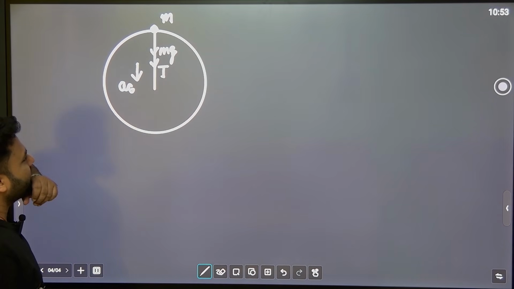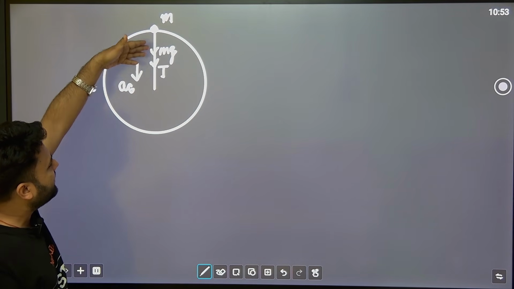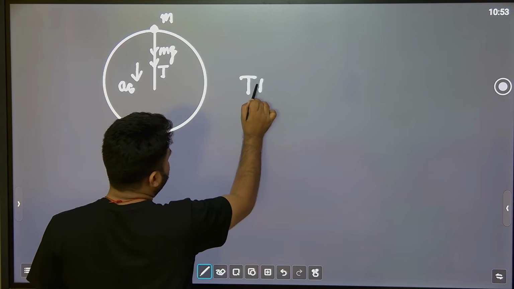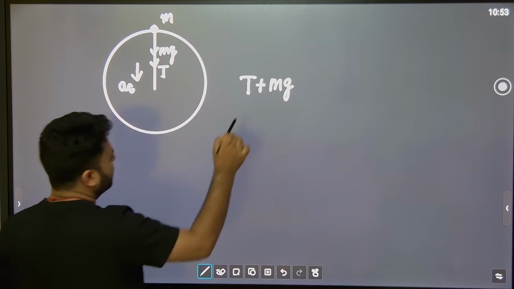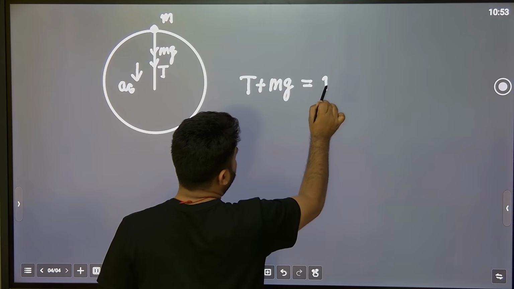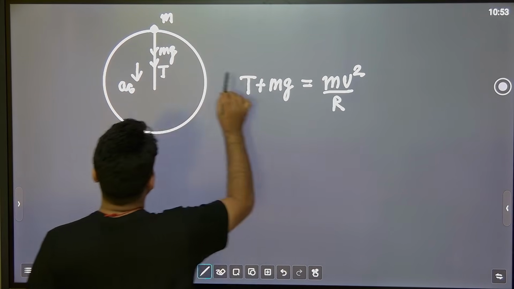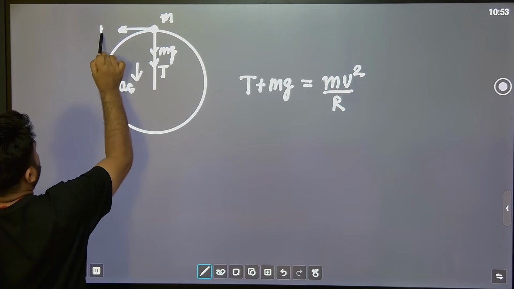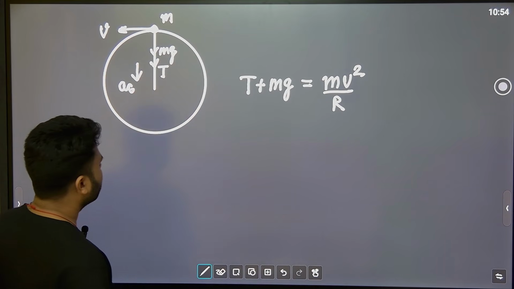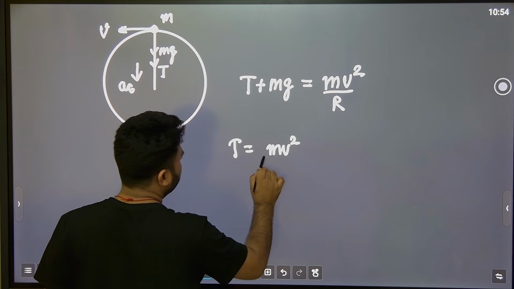Now what equation can we write? What is the net force? We have no opposing force, only T and mg are there in the downward direction. So the net force is tension plus mg. I have added them because they are in the same direction. The net force equals mass into acceleration, and the acceleration is v square by r. Suppose at this point the speed is v, then we can write mv square by r. So tension here is mv square by r minus mg.